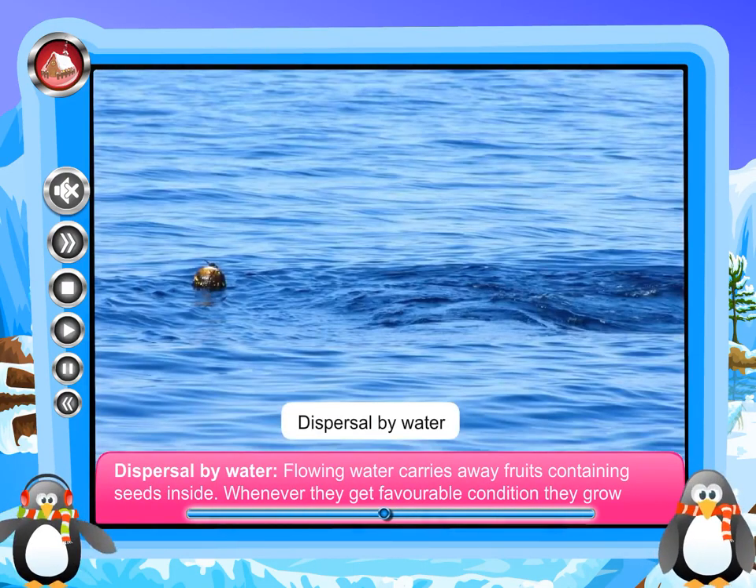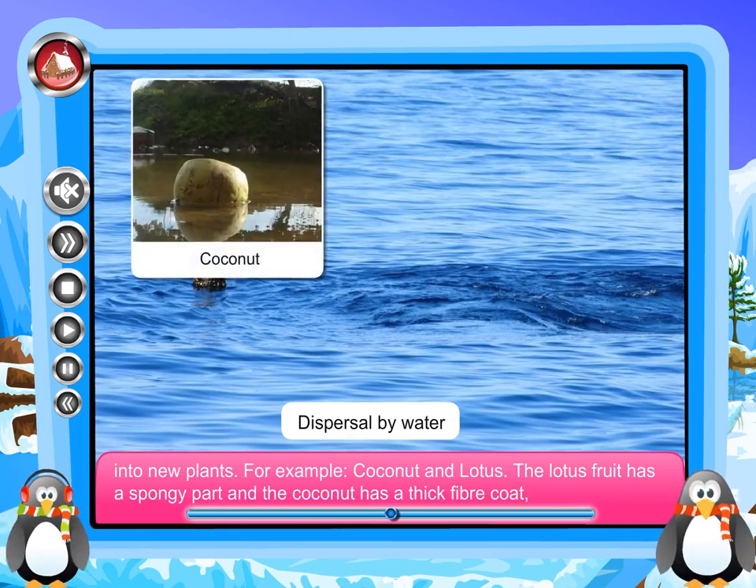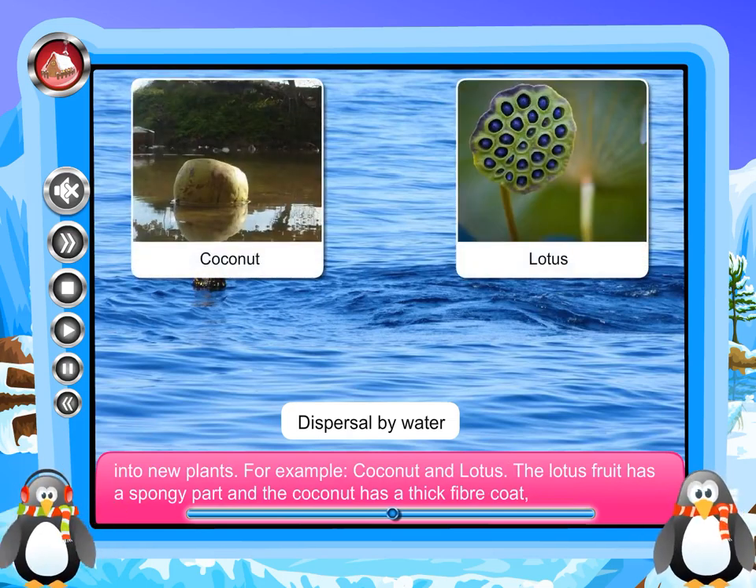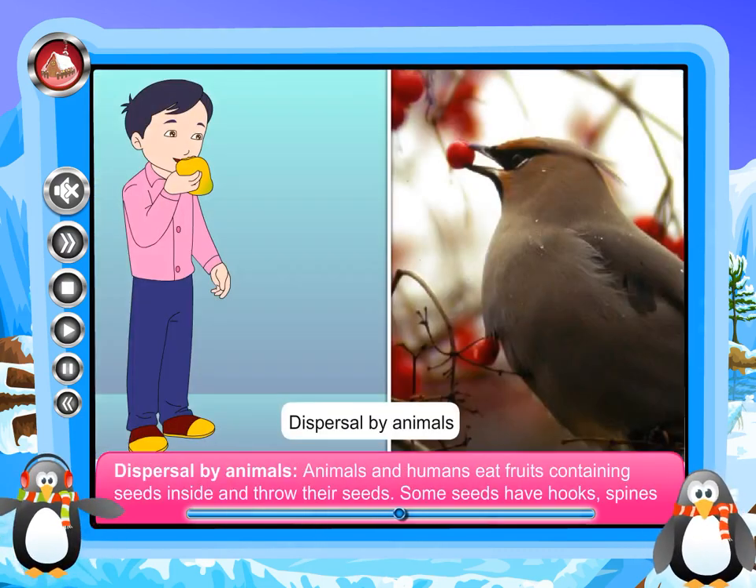Dispersal by water. Flowing water carries away fruits containing seeds inside. Whenever they get favorable condition, they grow into new plants. For example, coconut and lotus. The lotus fruit has a spongy part and the coconut has a thick fiber coat, which makes them light and enables them to float in water.